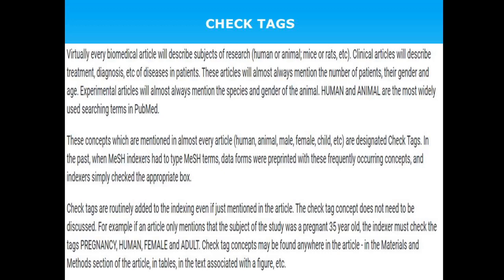So in the past, what happened is the MeSH, Medical Subject Headings, indexer had to type the terms, and data forms were printed and they would checklist it. They would just tick it with the frequently occurring concept.